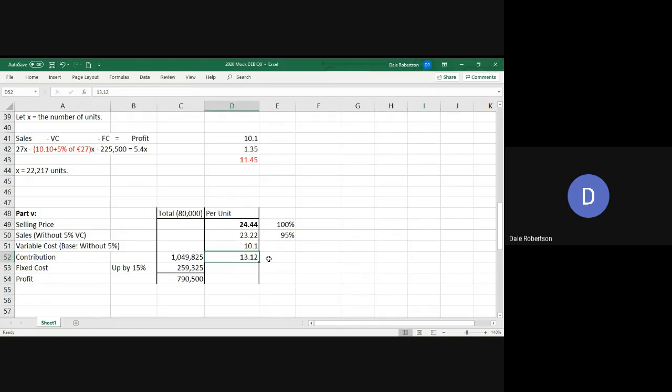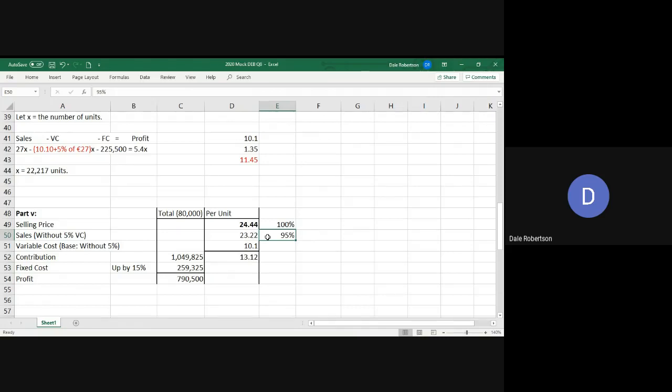Now, here is where you have to be cognizant of your base variable cost, because we cannot know what the variable cost is, because the variable cost includes 5% of selling price, and of course we don't know what the selling price is. So therefore we must go without that. We must put in our base variable cost, which is without any 5%. And when you add that up, you get 23.22. And we know that that is the base variable cost without any 5%, or in other words, 95% of the selling price.